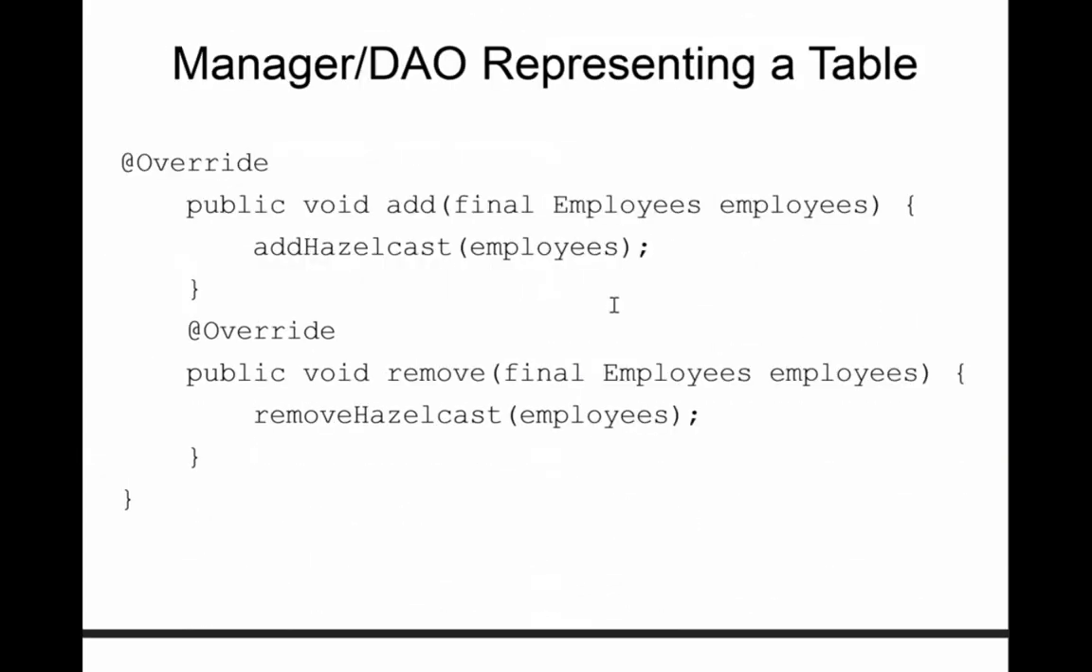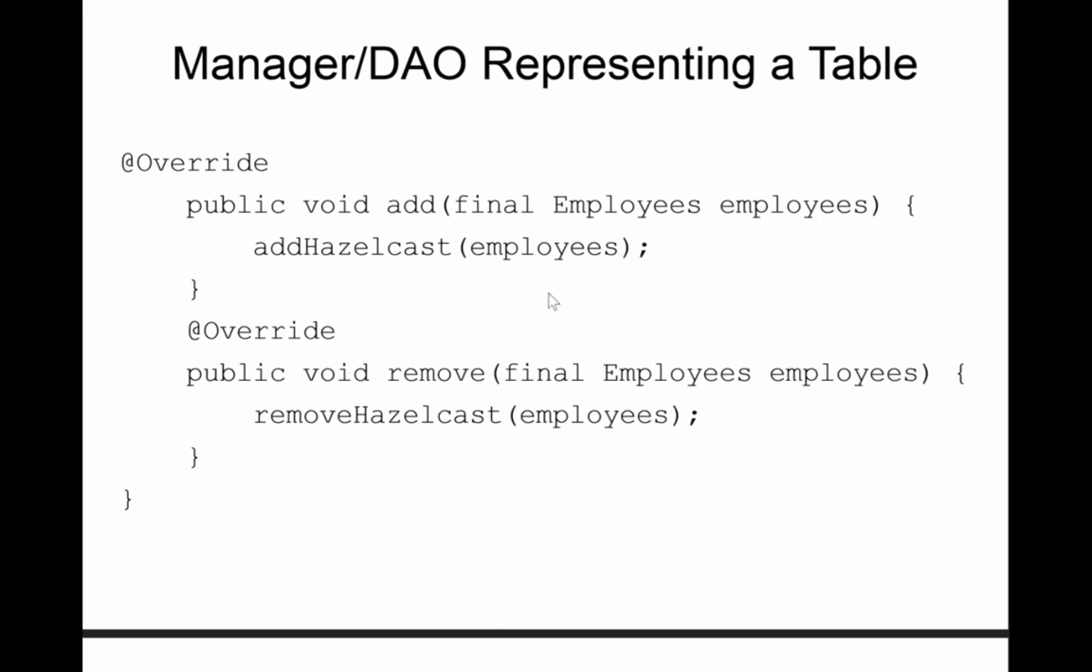Then we have 2, I would say, important methods here called add and remove. Every time a new record is inserted or changed in the underlying database, that manager's add method will be called with the corresponding podio. Right now, it just calls the support method add Hazelcast that, unsurprisingly, adds the podio to the corresponding Hazelcast map. The same is true for remove. That is called whenever a record is changed or removed from the database. So as I said before, you can override the add and remove methods to create your own custom behavior.